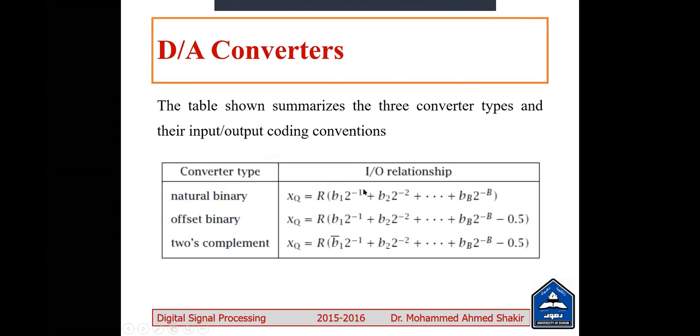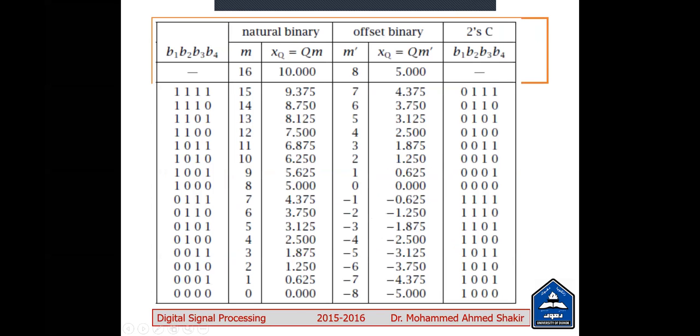Let's go to this equation. When all bits are zeros, please look at the equation, XQ will be minus R over 2. R in this example is 10, so half of it is minus 5. When all bits are zeros, we have minus 5.